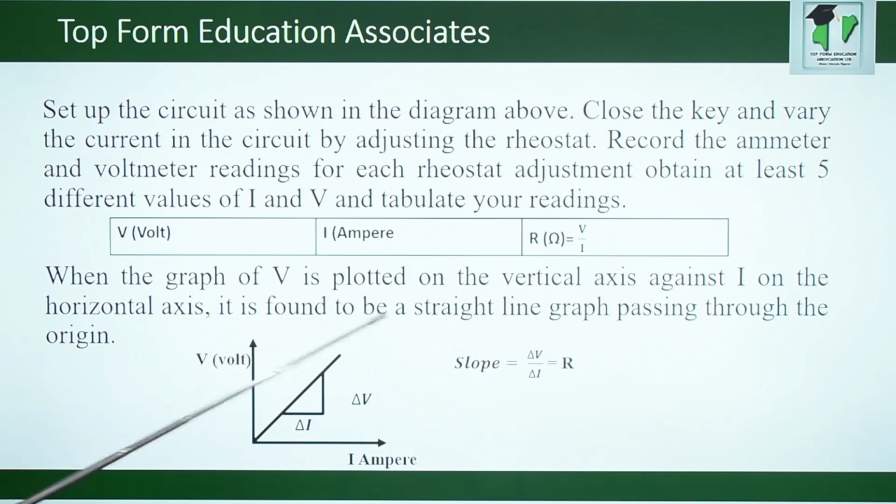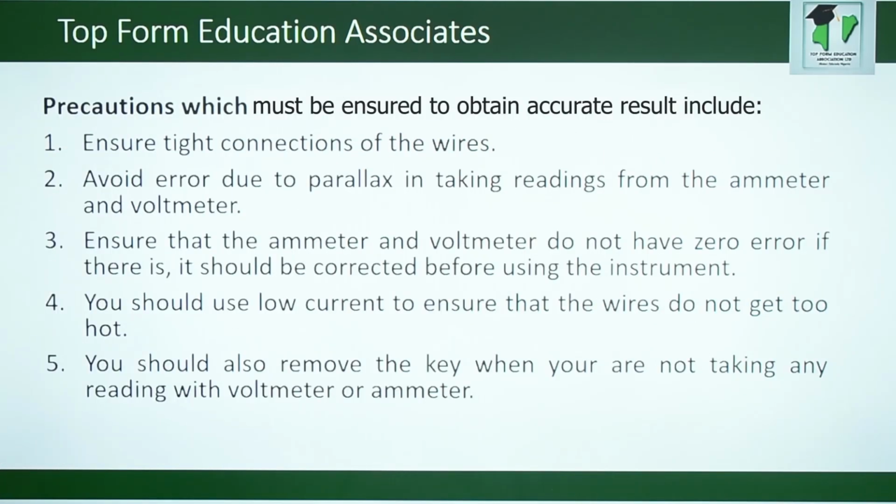It is found to be a straight line graph passing through the origin. So you're going to have a straight line graph passing from the origin. It must pass through the origin. Now the slope gives you change in volts, or change in potential difference, over change in current. So you have change in V over change in I, and that gives you your resistance. Is that okay?